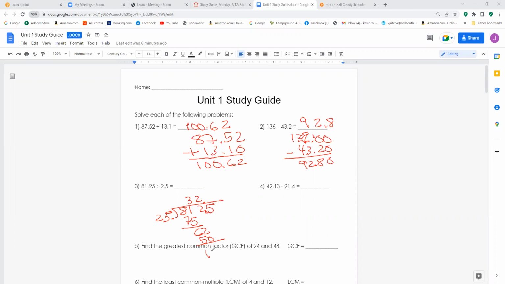I better plug up my laptop. All right, so I bring down the 5 and 25, or how many quarters makes up $1.25? That would be exactly 5. So number 3 is 32.5.